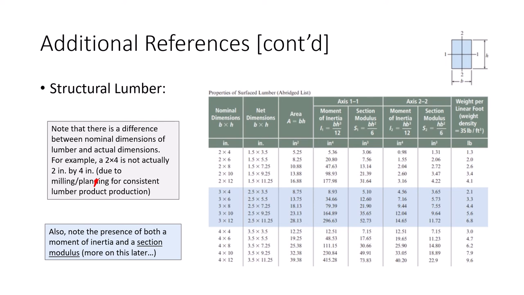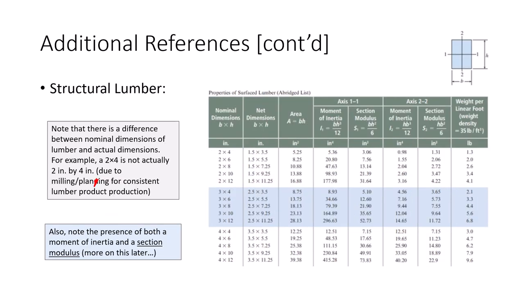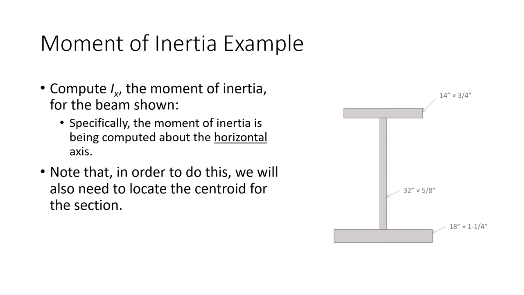Again, notice the presence of a moment of inertia and this term S, which was in these tables as well here. S is what's called a section modulus. We'll talk about that later. It's really easy to compute, but I want to deal with the hard stuff first. Any questions?